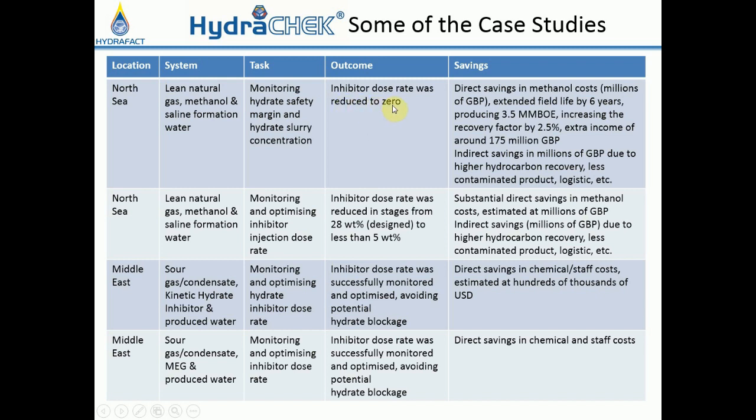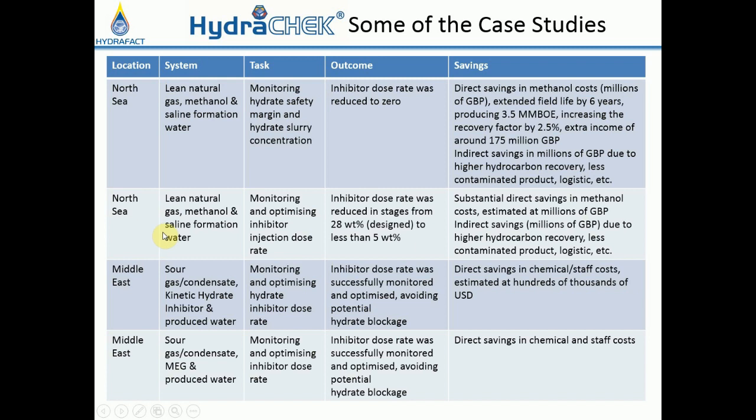Now with this technique, inhibitor dose rate was reduced to 0. That saved a lot of inhibitor cost, prevented product contamination, and increased the life of the reservoir, because the water production was the limiting factor in this reservoir. They could not maintain the amount of inhibitor required. This resulted in a significant extension to the life of the reservoir.